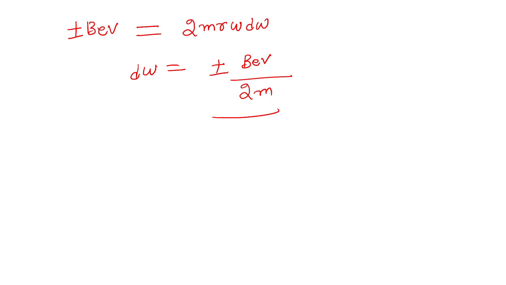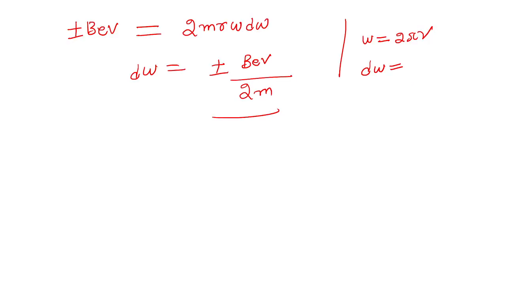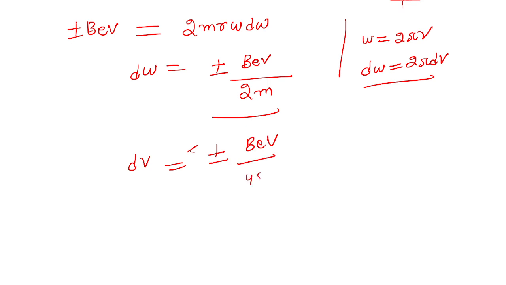If we differentiate it, we will get, wait a minute, why is this stuck? I'm sorry for this interruption, because this is lagging, that's why I have to stop it sometimes. So I was telling you that there is a relation between d omega and frequency. When we differentiate it, this will become d omega. By putting this value here, we get plus or minus BeV over 4 pi m.